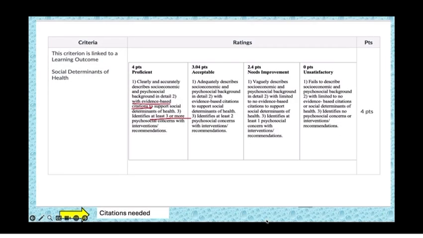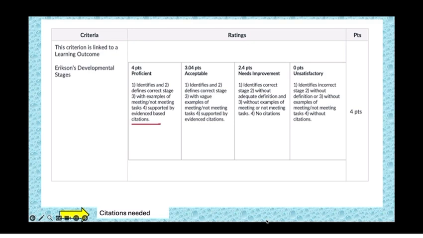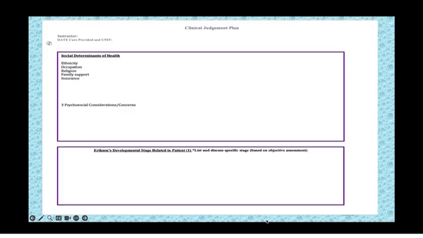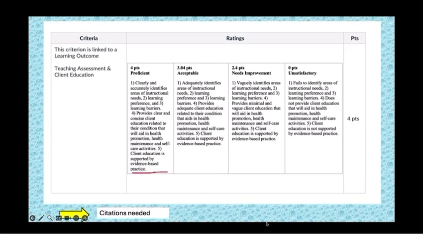So this here has the criteria for the social determinants of health: clearly and accurately describe the socioeconomic and psychosocial background in detail with evidence-based citations, at least 3 or more psychosocial concerns. If you're having trouble coming up with some, please reach out to me and we can maybe figure out an additional one. Erikson's developmental stage: identify and define the correct stage, so 1 stage, with examples of meeting or not meeting that stage. Use evidence-based citations. All right, and this is what you're going to see on your template: social determinants of health, and then Erikson's developmental stage.